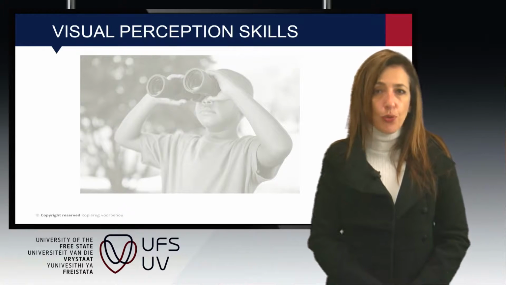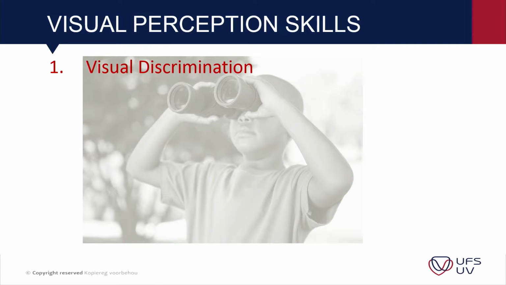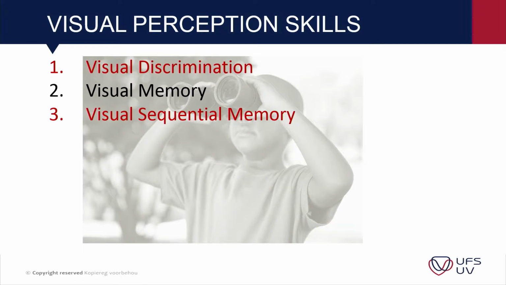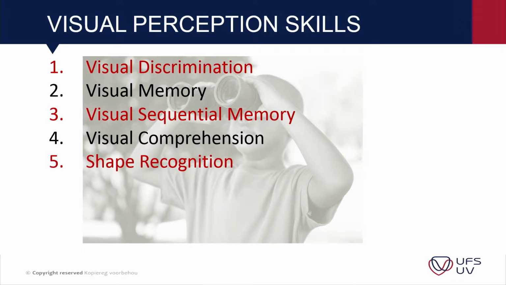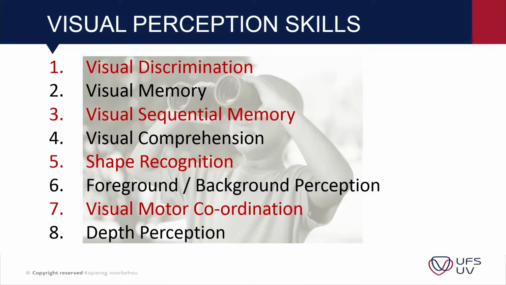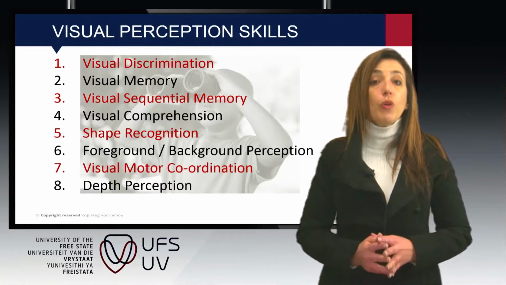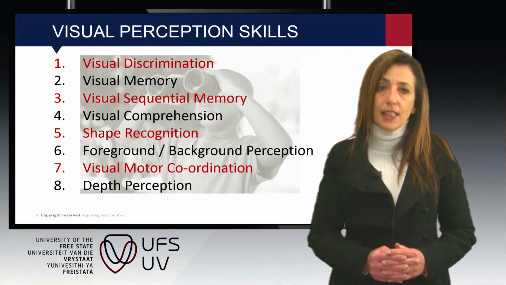In this lesson, we are going to address the following visual perceptual skills: visual discrimination, visual memory, visual sequential memory, visual comprehension, shape recognition, foreground and background perception, visual motor coordination, and finally, depth perception. Let's take a more detailed look at the differences within these terms. We will also look at activities that will develop these skills.